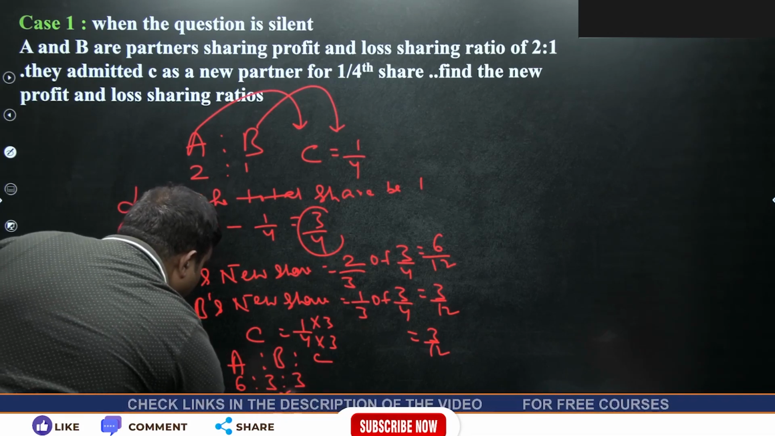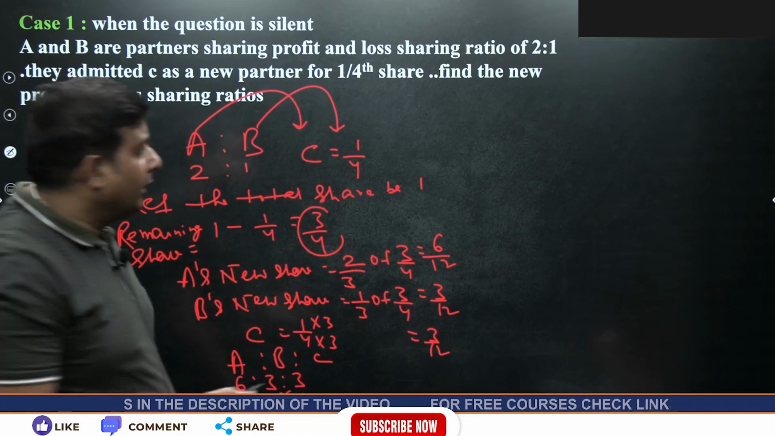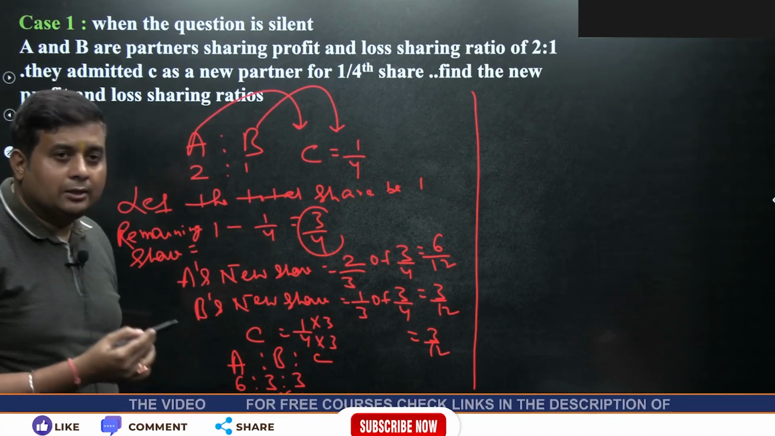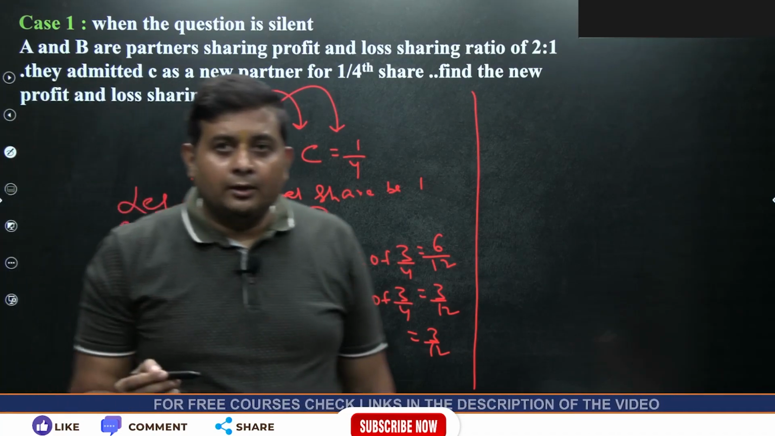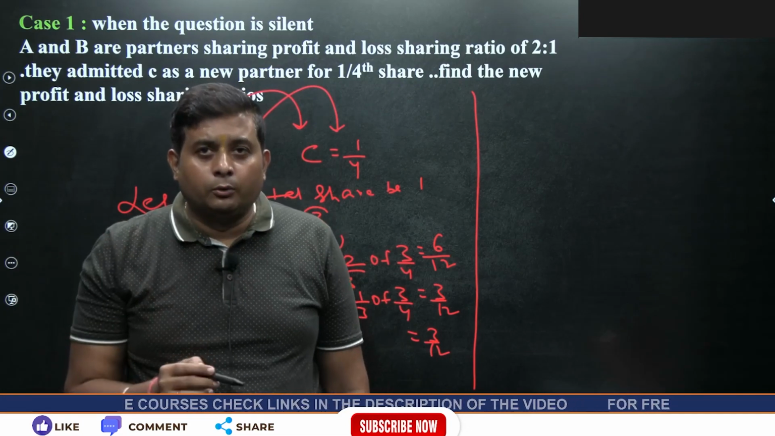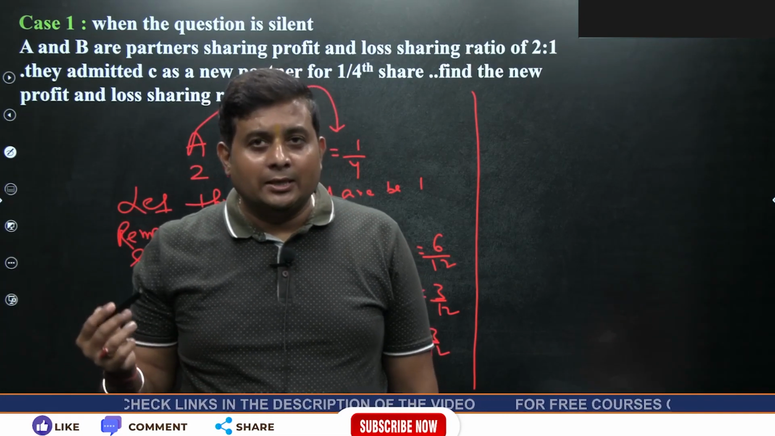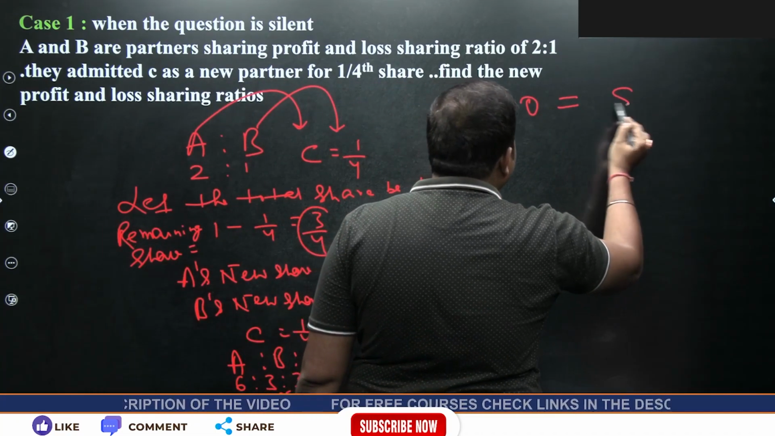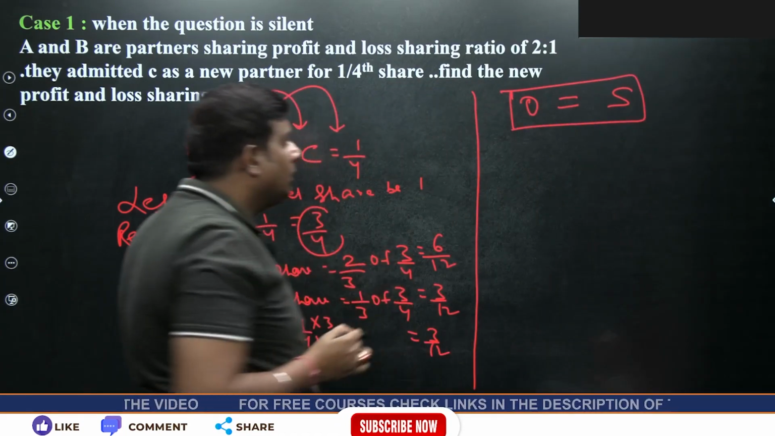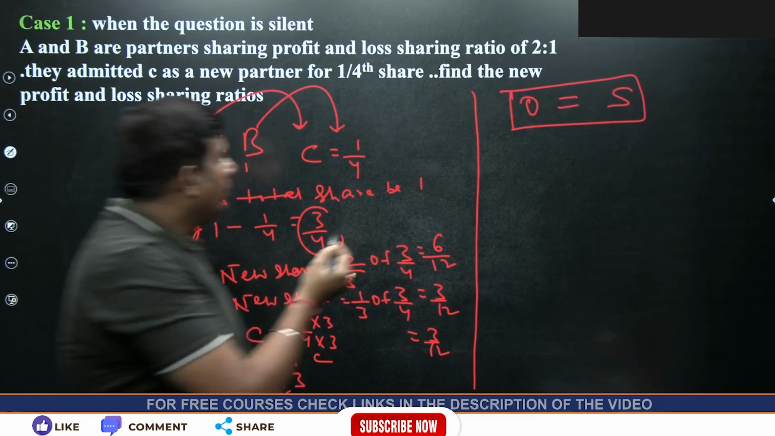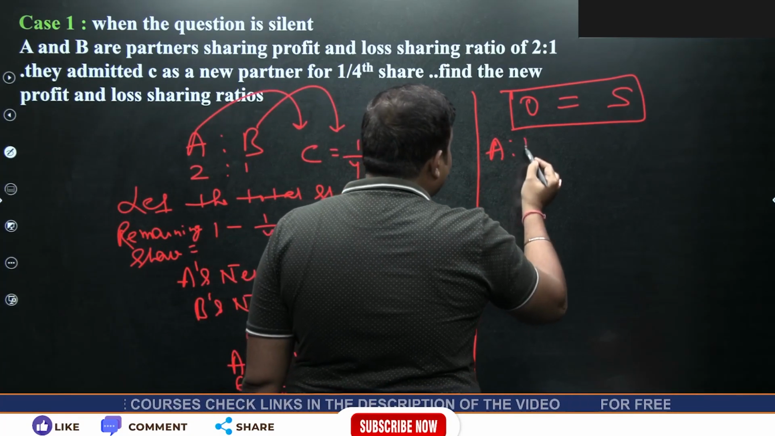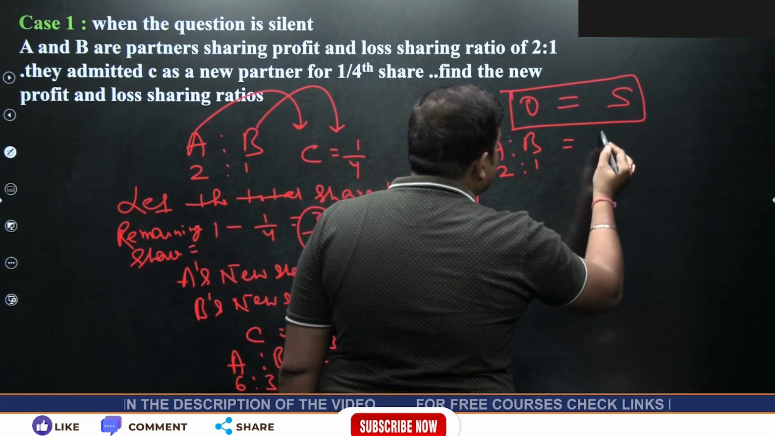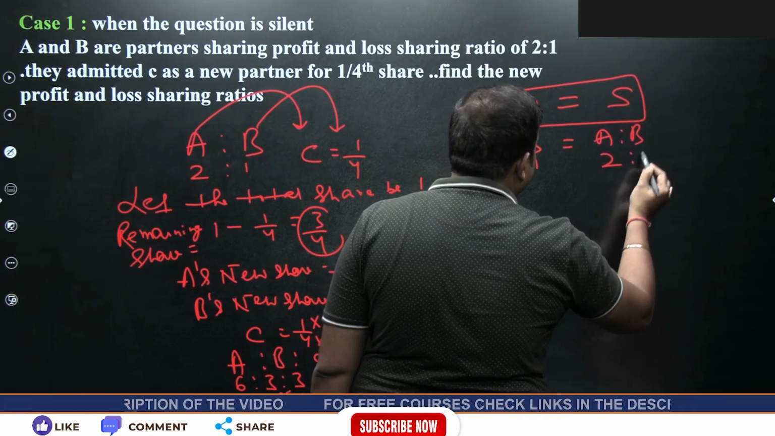that is 2:1:1. And one more thing which is important: how can you consider that the question is silent? Whenever it is not given how much the old partner is going to contribute in favor of the new partner, it means the question is silent. So whenever the question is silent, the old share becomes the sacrificing share. Old share equals sacrificing share. Now what I mean to say is, A and B have the old share of 2:1, and whenever the question is silent, this is also the sacrificing ratio, that is 2:1.